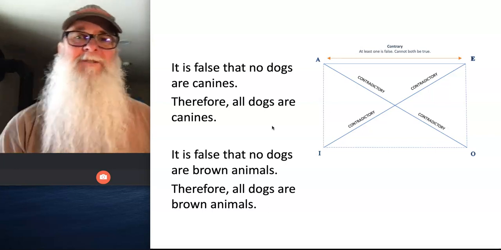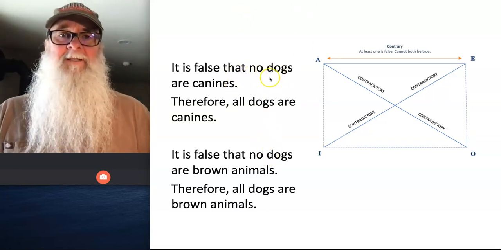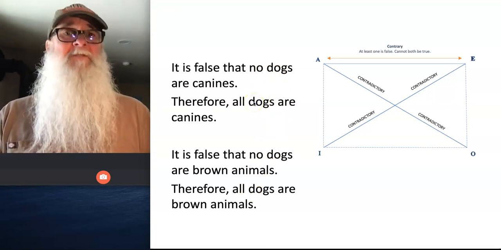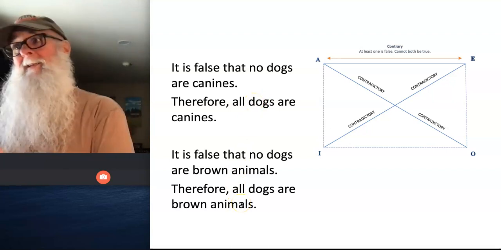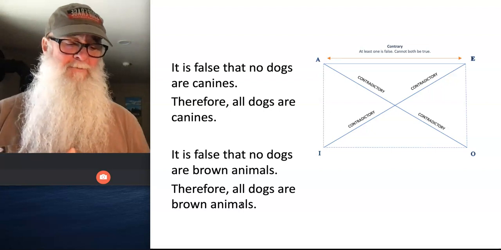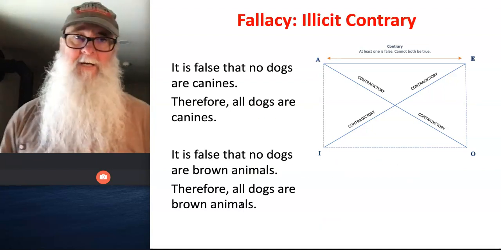No. So you can see that given an E statement that we're being told is false, doesn't allow us to draw any conclusions about the truth value of the conclusion, because in some instances the conclusion will be a true statement, and in other instances the conclusion could be a false statement. And what we're looking at here is a logical fallacy called illicit contrary.